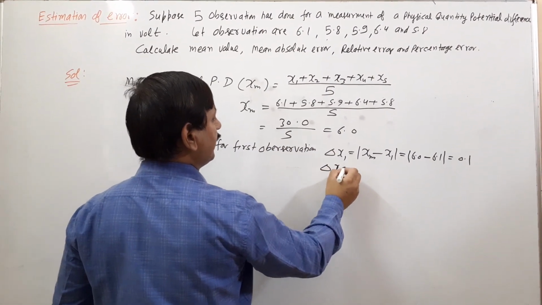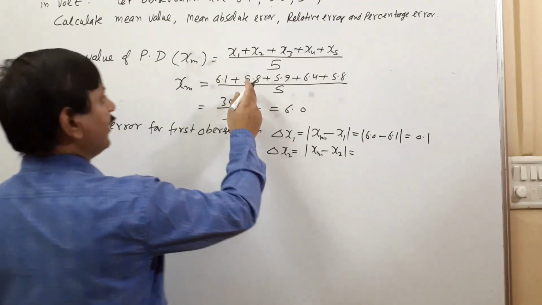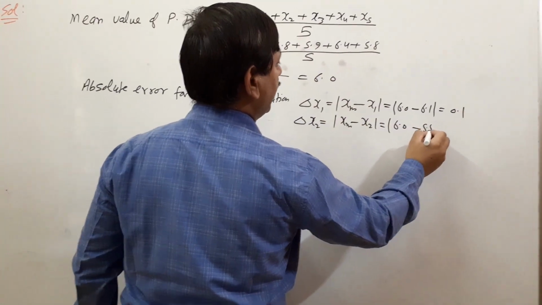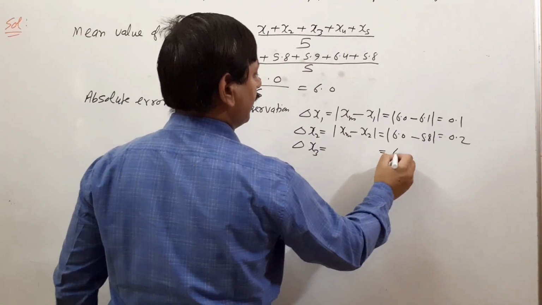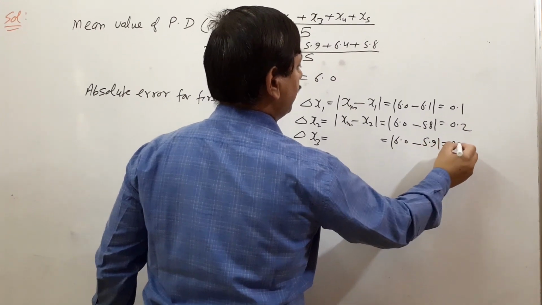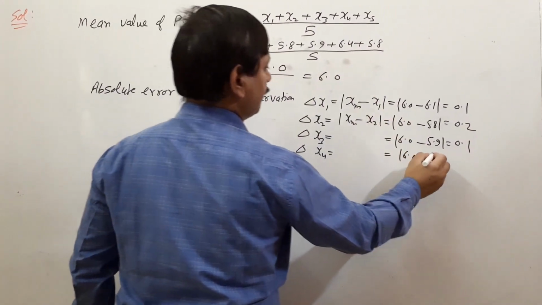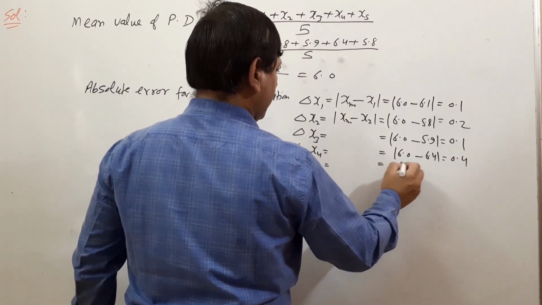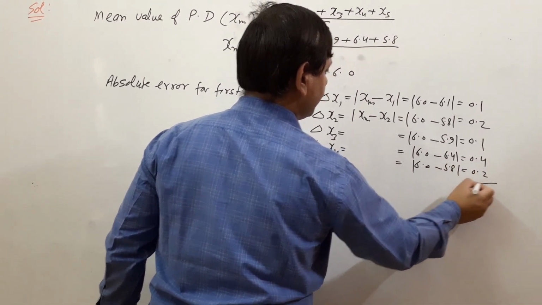For the second observation, del x2 is xm minus x2, which is 6.0 minus 5.8. This comes to 0.2. Third, xm minus x3 is 6.0 minus 5.9, which comes to 0.1. For the fourth, 6 minus 6.4 gives 0.4. For the fifth, 6.0 minus 5.8 gives 0.2.